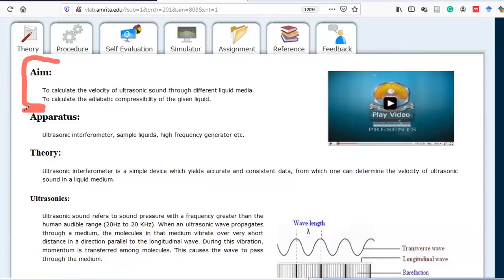Second is the apparatus. What are the things we require to perform this experiment? So they have written over here. It's very simple. A complete setup of ultrasonic interferometer. You require liquids, and this high frequency generator you also require, because with the help of that you are generating signals which are more than 20 kilohertz. Okay, so that generator is required, high frequency generator we are saying.